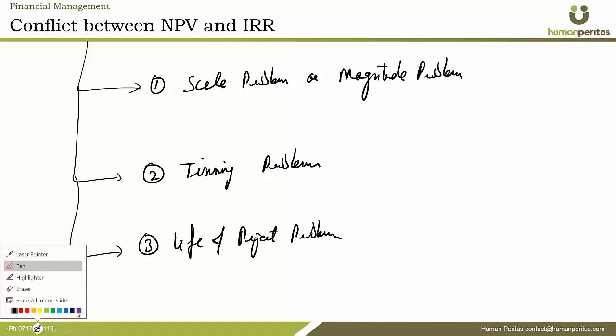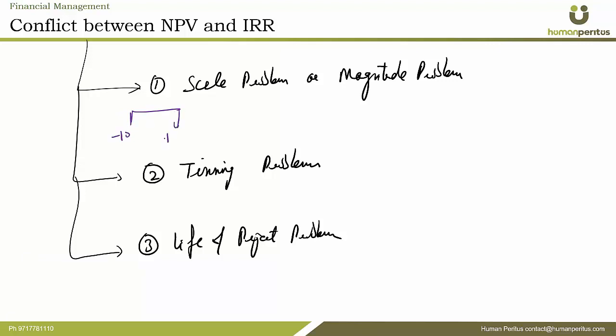What is the meaning of scale? What is the meaning of scale problem? As we have just seen, in project A, I'm investing -10, I'm taking out +40. In project B, I'm investing 25 and I'm taking out +65. So the investment which I'm making, or the kind of cash flows which are involved, they are differing a lot. Because in project B, I'm investing 2.5 times. In this case, I'm investing 25 lakhs. In project A, I'm investing only 10 lakhs. So this is the first cause of problem, and this is known as problem of scale or problem of magnitude.